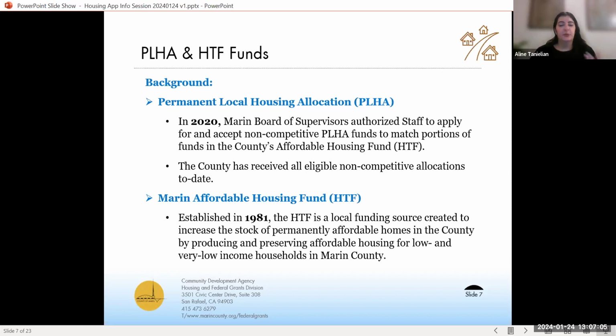When we applied for those funds back in 2020, we thought it was best to leverage those funds by matching it with our Affordable Housing Trust Fund, which was established back in 1981 with the goal of increasing permanent affordable housing stock in the county for low and very low income households. Next slide.